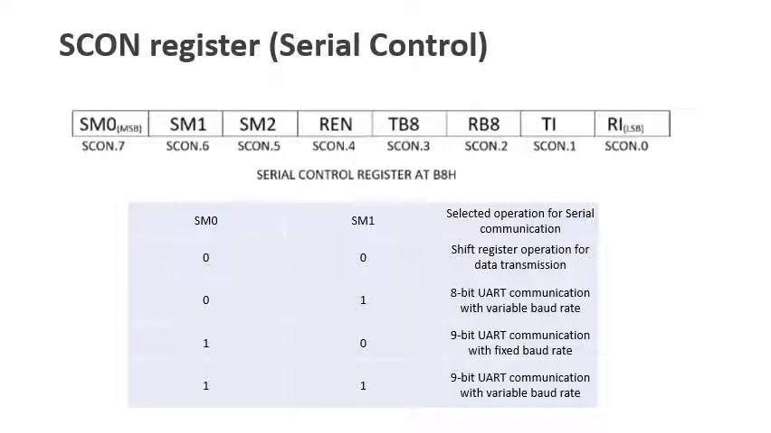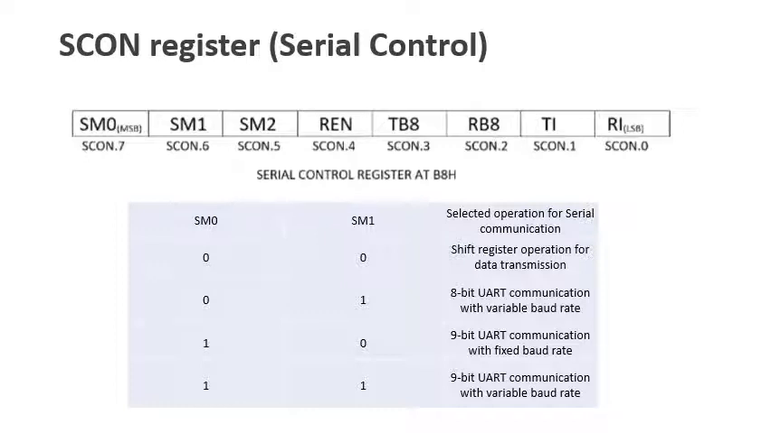SCON register, that is serial control register. To manage this asynchronous communication between devices, the serial control register is used. The serial control register is placed at the address 98H and it is bit addressable. You can think of the serial control register as the main control register for the universal asynchronous receiver transmitter. SM2. This bit is used to enable multiprocessor communication in modes 2 and 3. This bit is mostly set to 0.